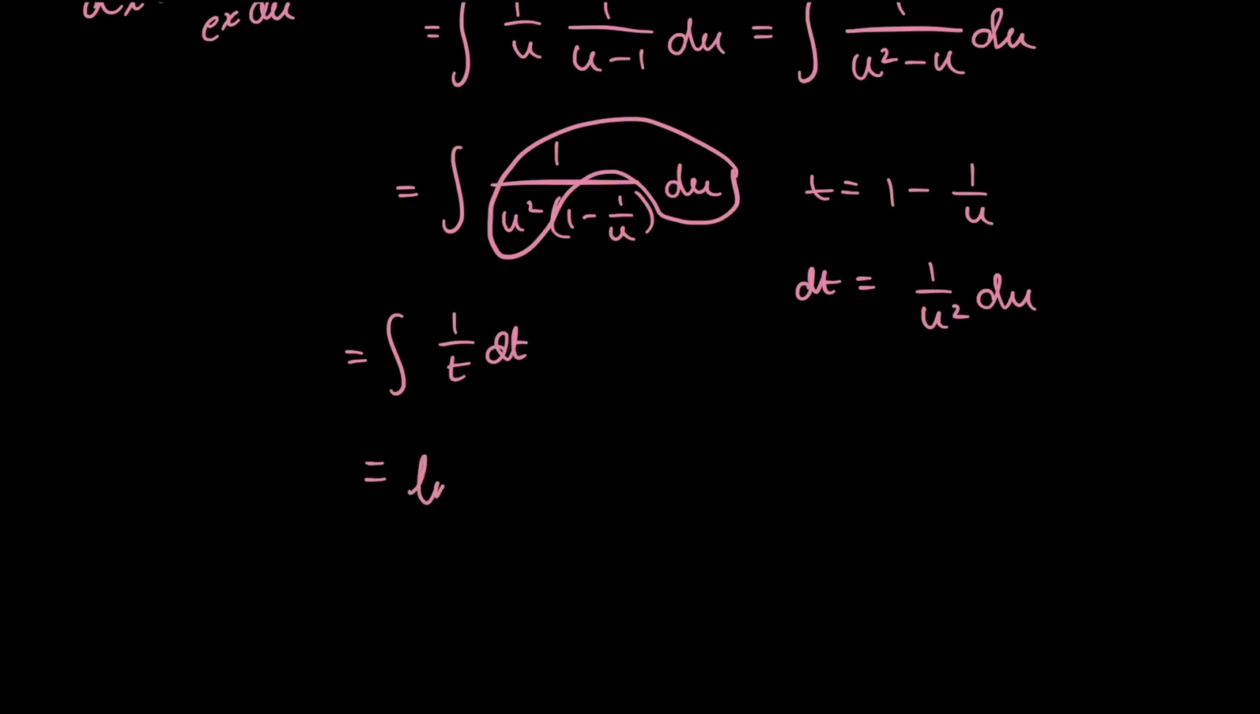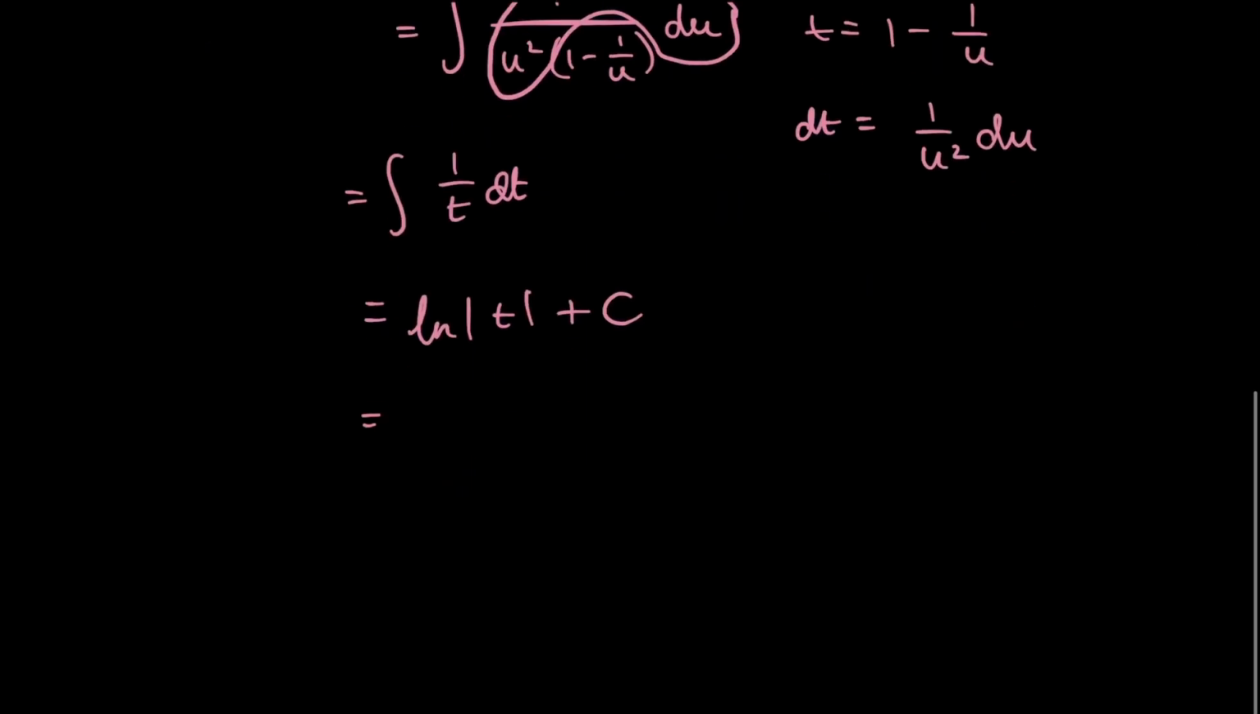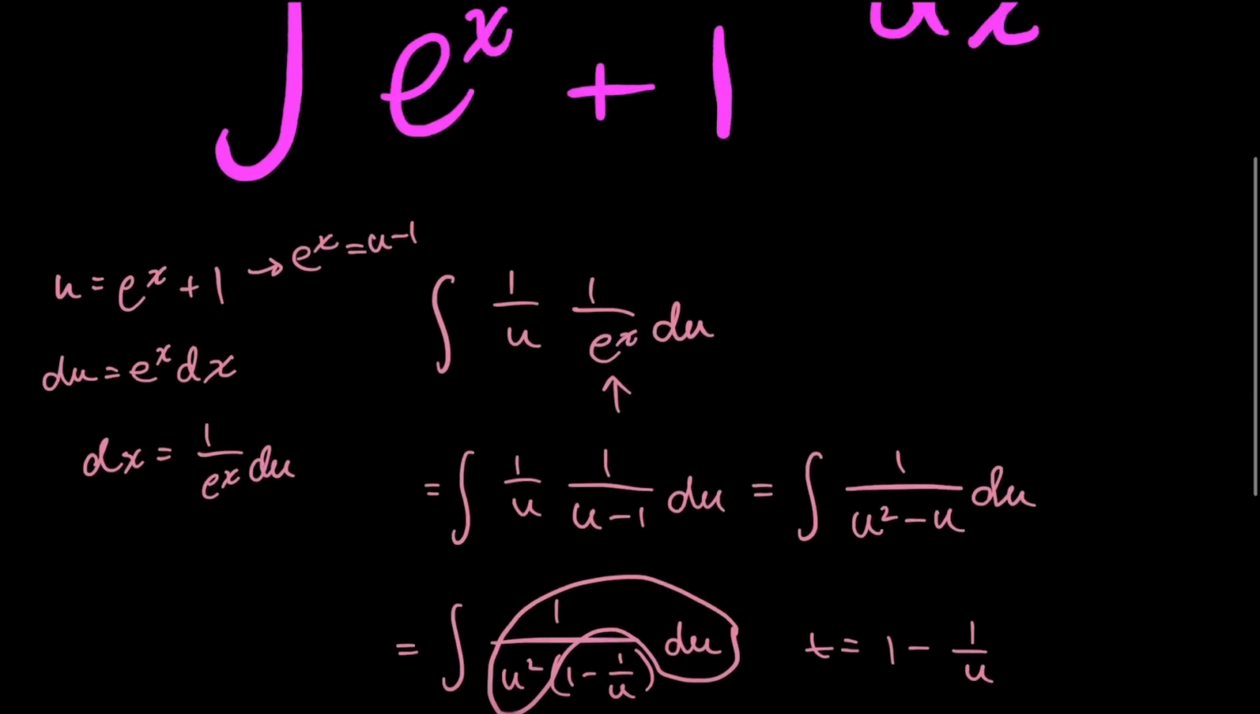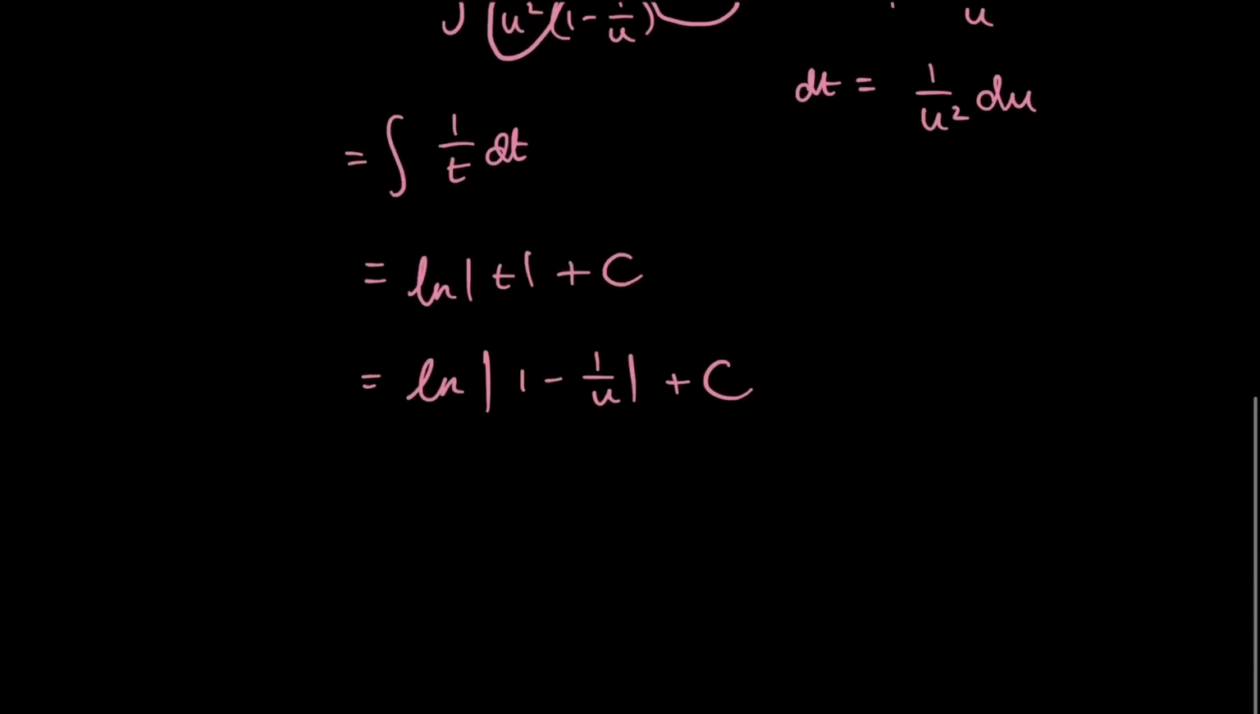It's equal to the natural log of t plus c. And with that, we're done with the integration part. But we just have to go back in and substitute everything so that we go back to our original variable, which was in terms of x. So substituting t, we get 1 minus 1 over u. And then when we go back to what we defined for u, we said u is equal to e to the x plus 1. So this is equal to the natural log of 1 minus 1 over e to the x plus 1. That's it.